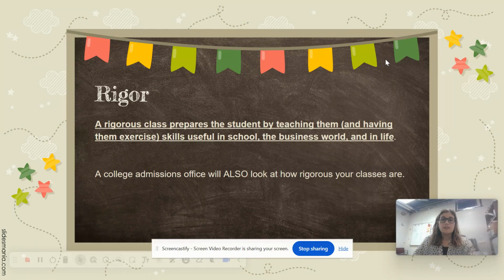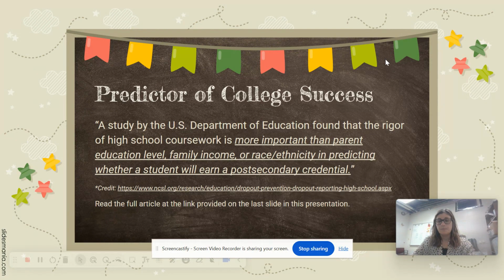A rigorous class is going to prepare students by teaching them and having them exercise skills that are useful in school, but also in the business world and in life. We stressed with the students that one of the biggest predictors of college success, and by college success I mean earning your degree in college, is strength of schedule in high school. So the more rigorous a student's schedule is, the more likely they are to be successful through post-secondary school.